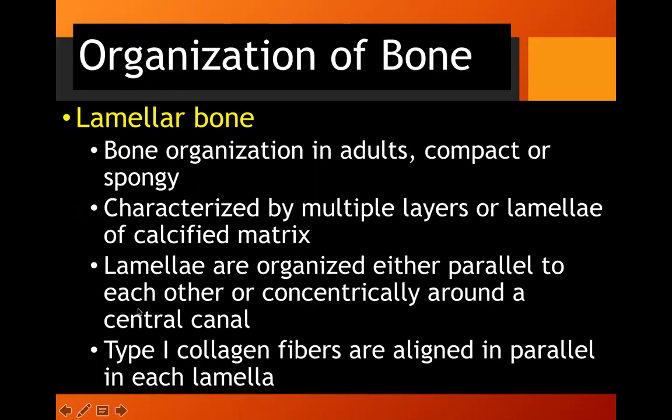Lamellar bone first is actually the bone organization in adults. It's either a compact or a spongy bone, and they are characterized by multiple layers or lamellae of calcified matrix. Lamellae are organized either parallel to each other or concentrically around the central canal. And there are four types of lamellae, which we'll be talking about a little bit later. Type 1 collagen fibers are aligned in parallel in each lamella. As of this time, you have to take note that bone has type 1 collagen fibers.